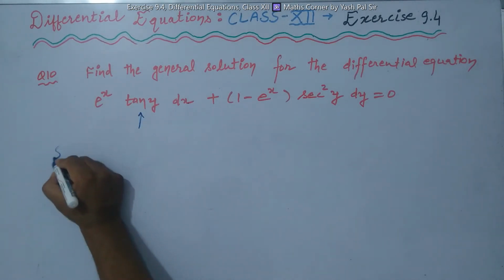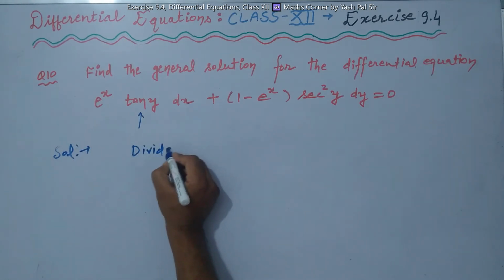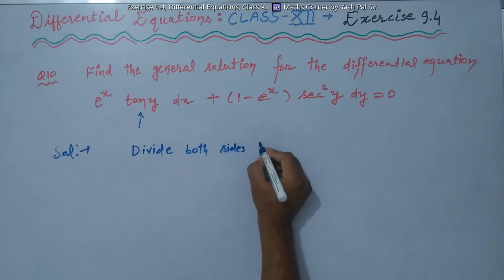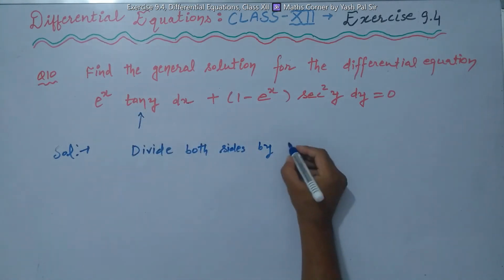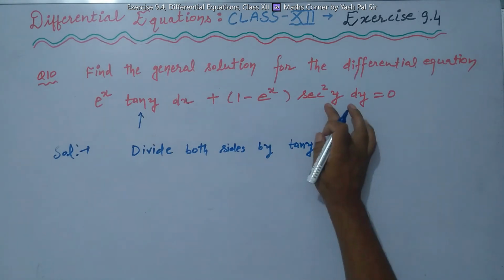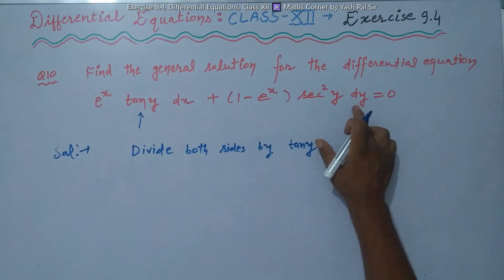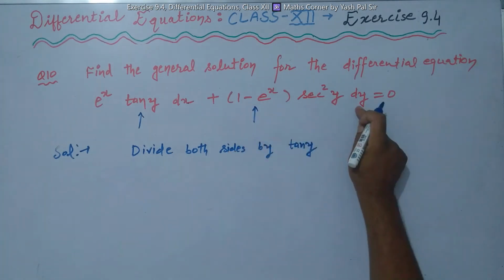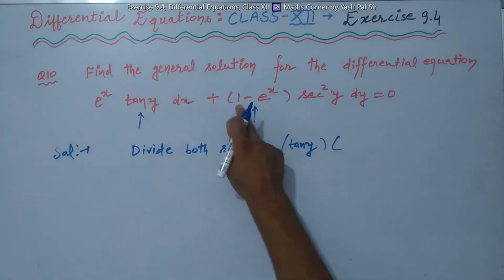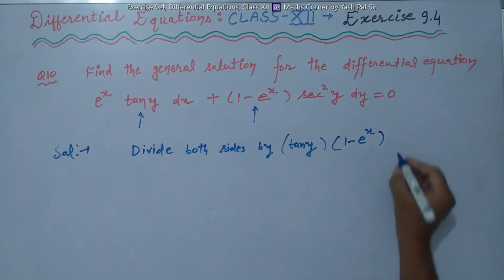So we write here divide both sides by tangent y, number 1, and here 1 minus e raised to power x is not required with dy. So we also divide by 1 minus e raised to power x.